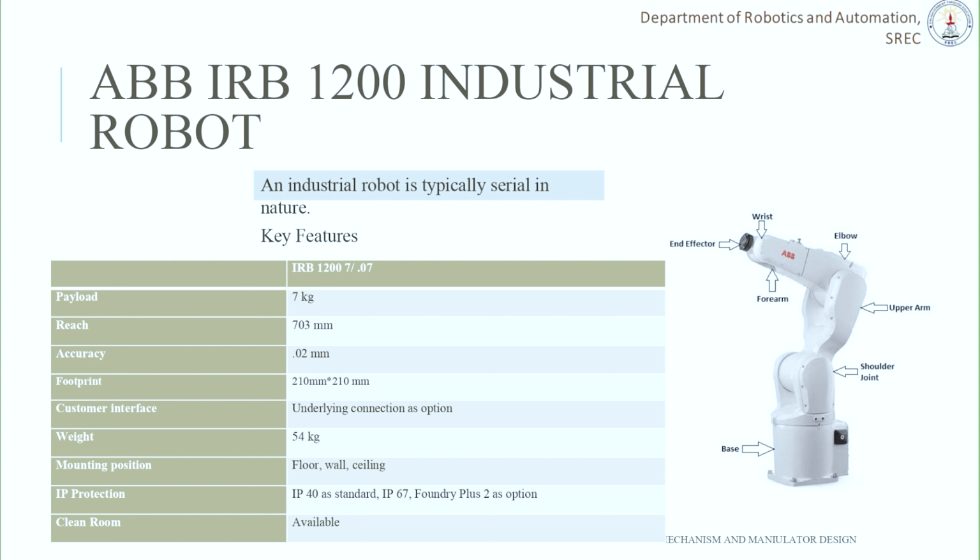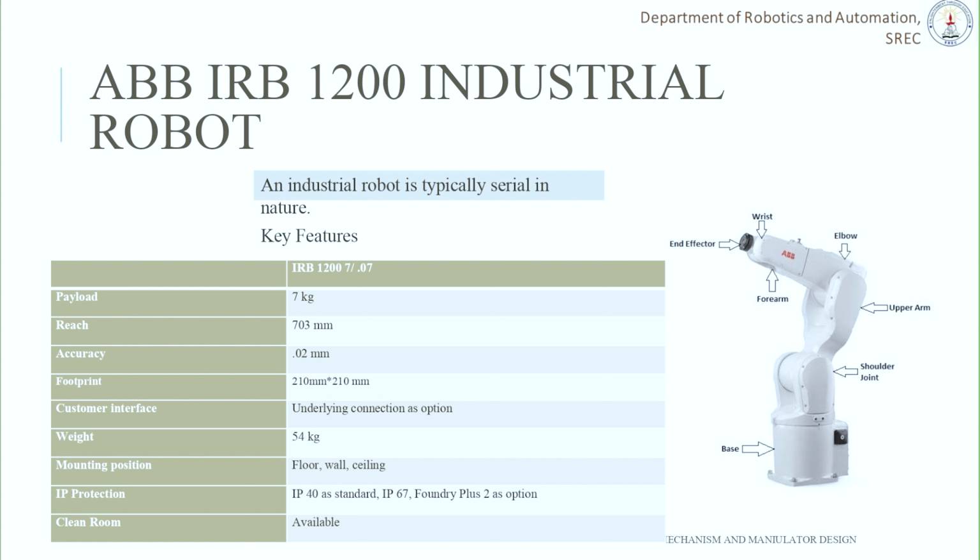Next are the key features and specifications of the ABB IRB robot. This is a typical industrial robot, and it is serial in nature. The payload capacity of this robot is 7 kg. This is a very important aspect of a robot, as we select our robot based on the payload. The reach is 703 mm, which is the maximum reach of our robot, and the accuracy is 0.02 mm.